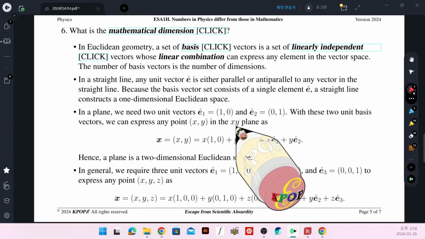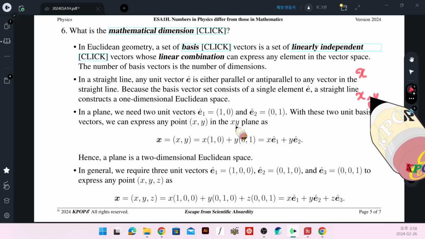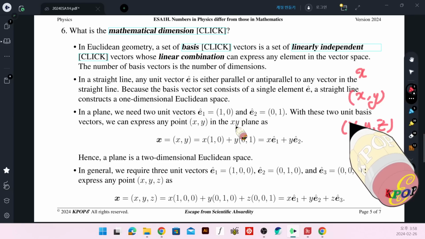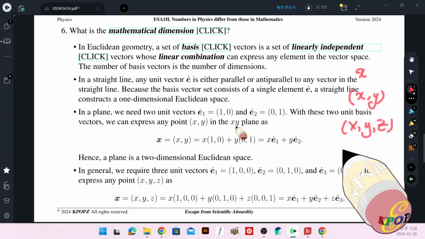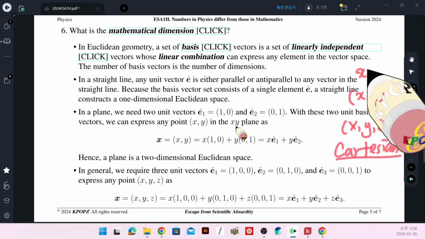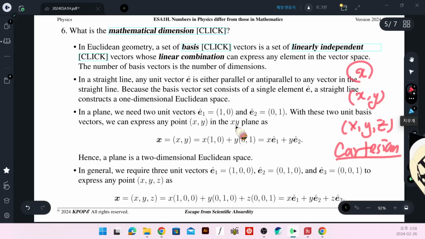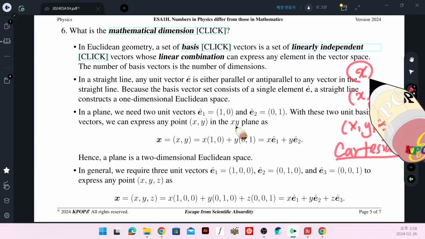Those numbers, for example, in one dimension x, in two dimensions x comma y, and in three dimensions x comma y comma z, are called the Cartesian coordinates, named after Descartes. So for a single number, we don't have to introduce a parenthesis. We use just a single number for a point on a straight line.